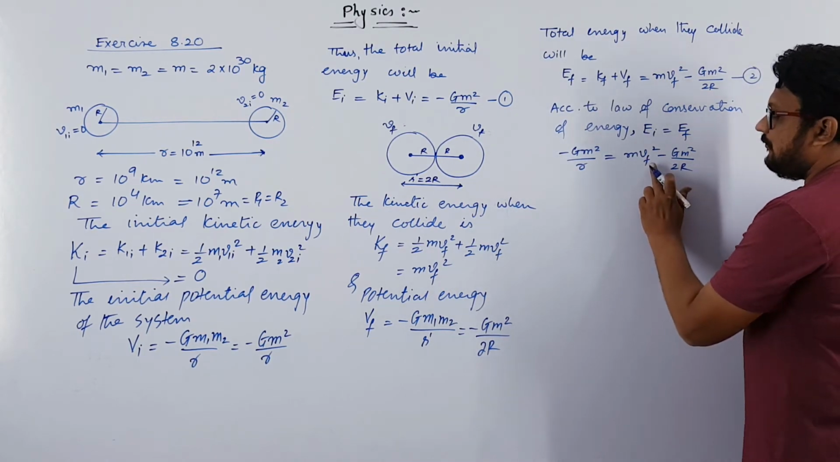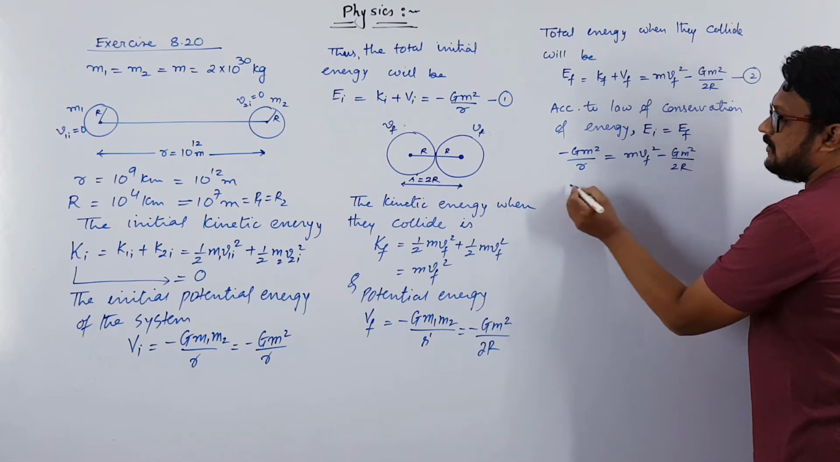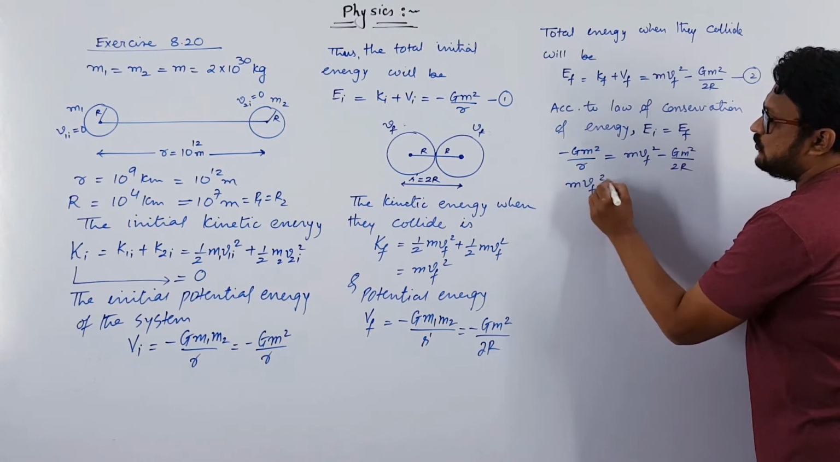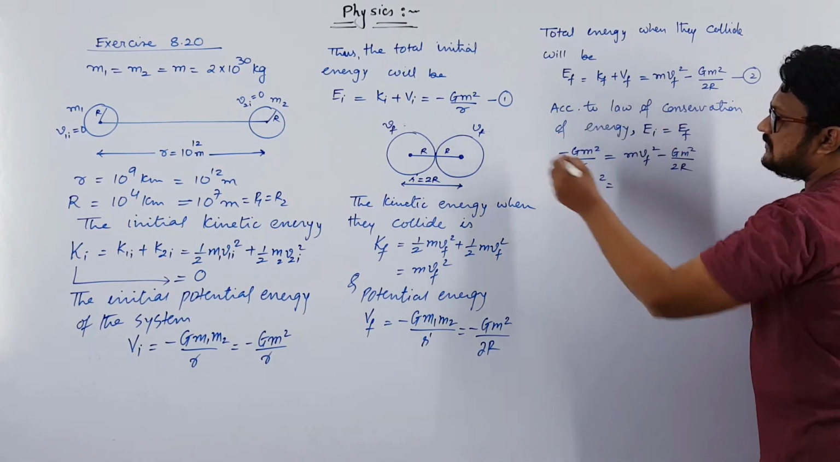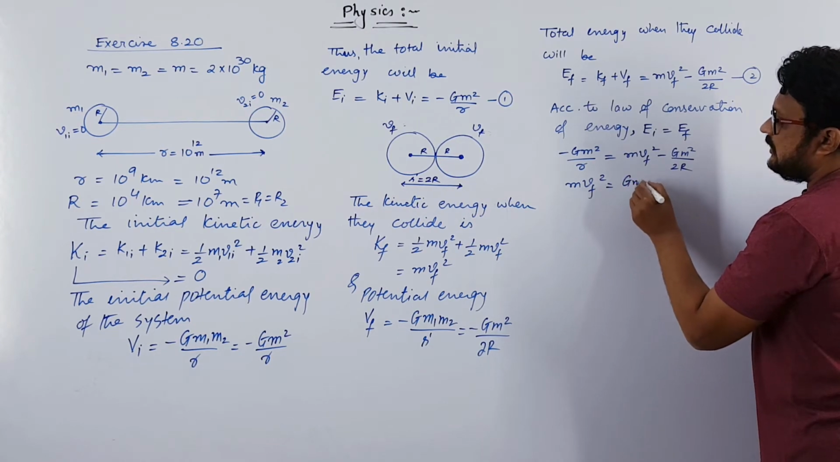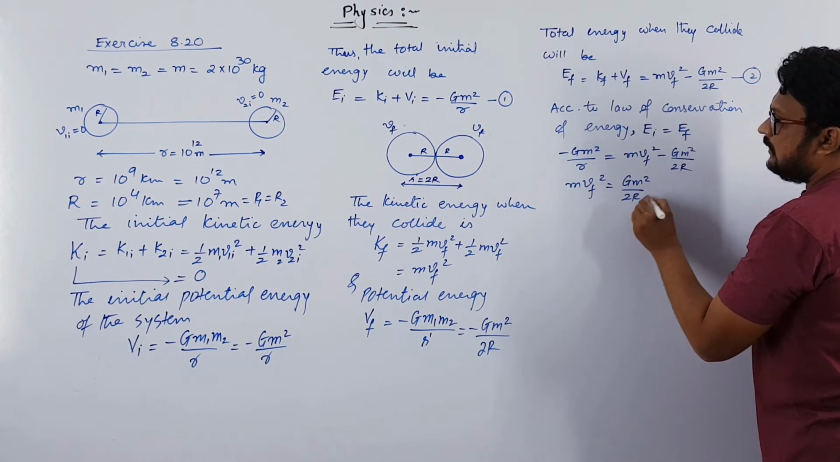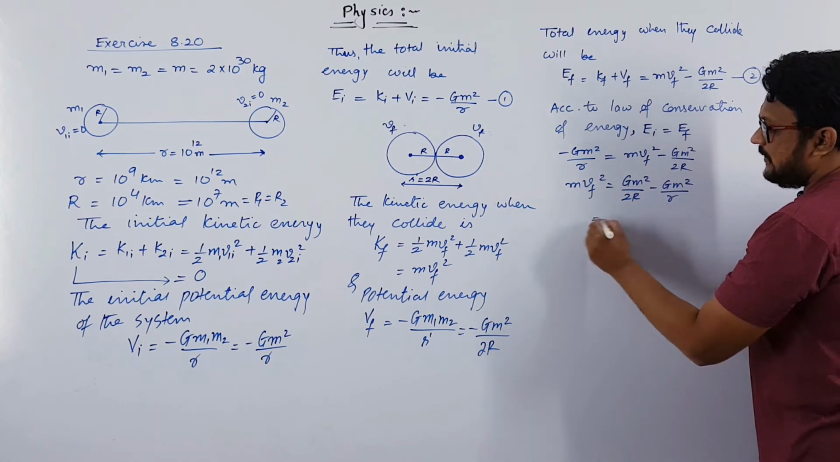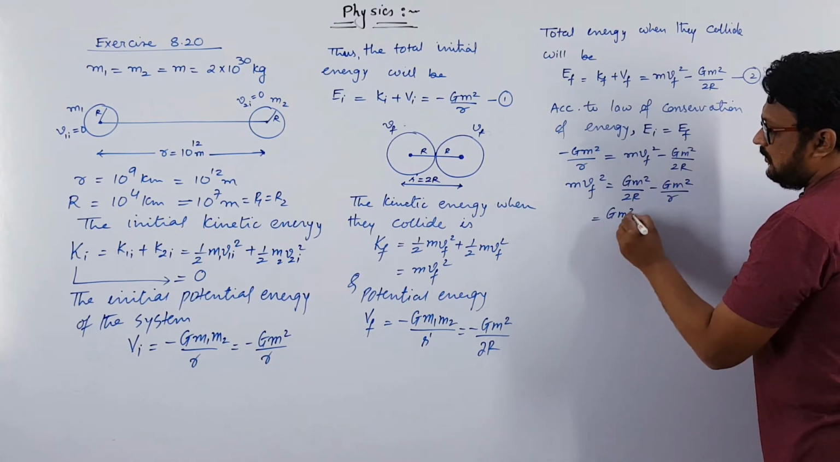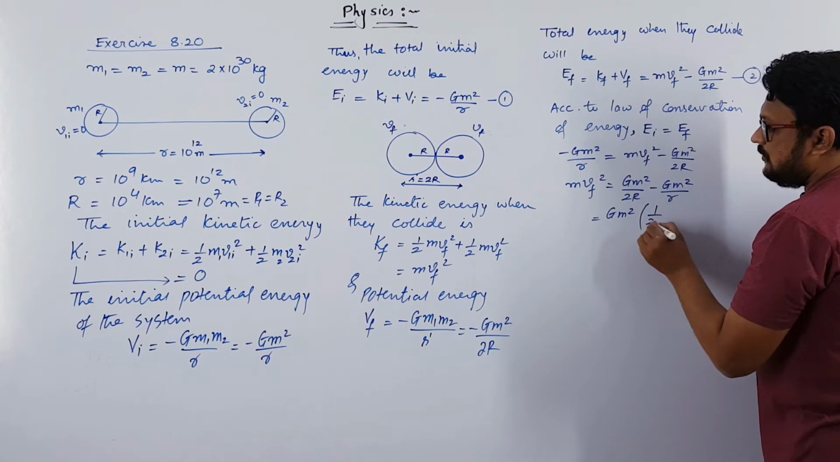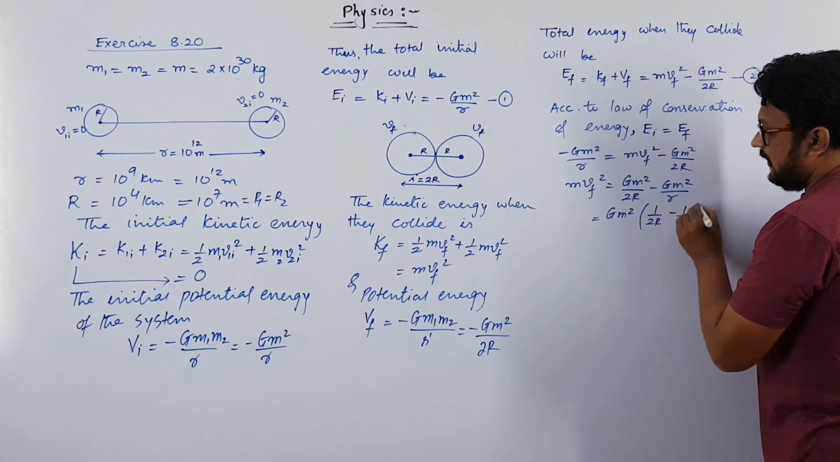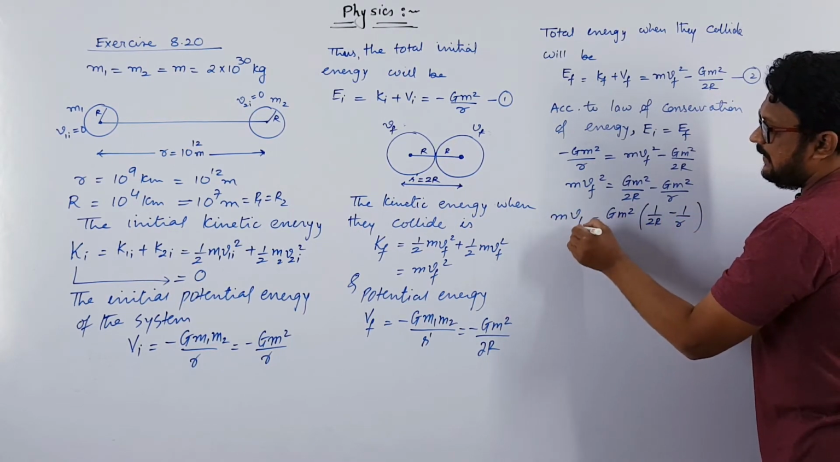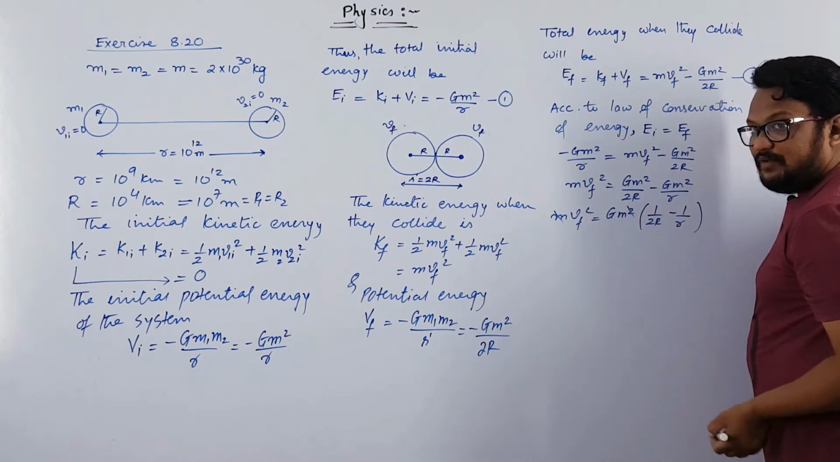We have to find vf square, so let us make this the subject. So mvf square will be equal to, if you take this on the other side, it will be plus gm square over 2r minus gm square over r. So you can take gm square common, so 1 by 2r minus 1 by r, this is mvf square. So m will get cancelled out.